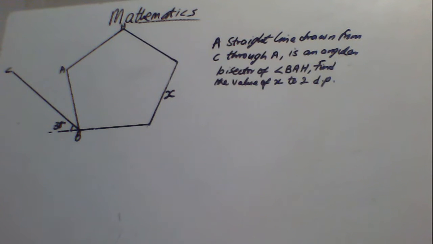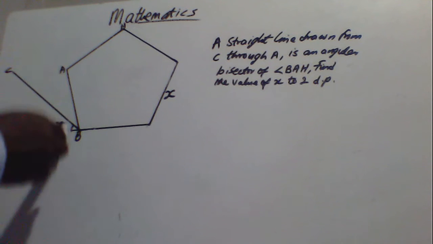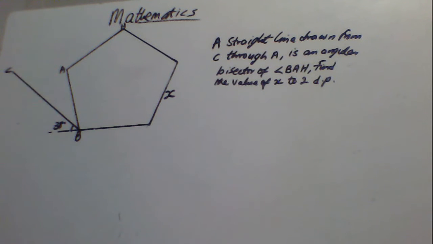Alright, good day student. As you can see, what we have today is a polygon with a line CB. You are told that a straight line drawn from C through A is an angular bisector of angle BAH, and then find the value of x to 2 decimal places.